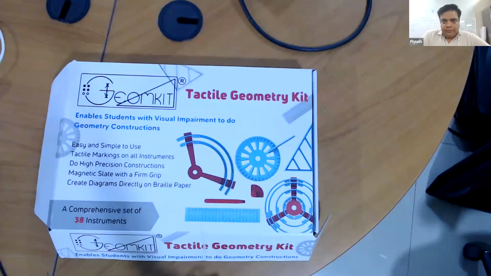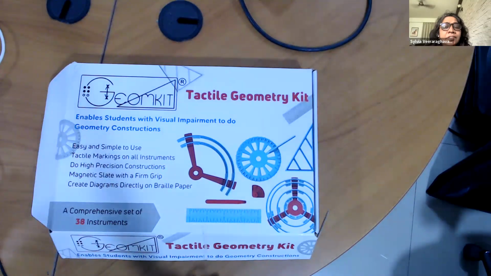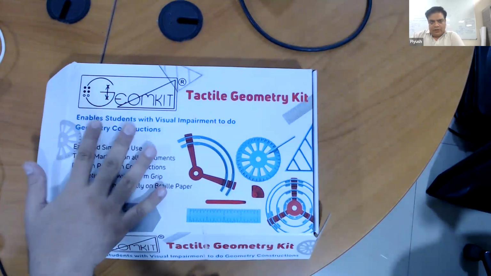So this is one part of the story. The second part is how to make diagrams yourself. For that part, we'll go through the Geom kit. We need paper for this. Paper, everything is inside this only.